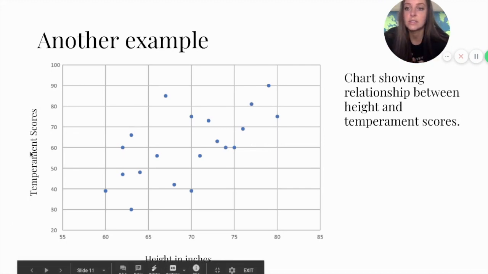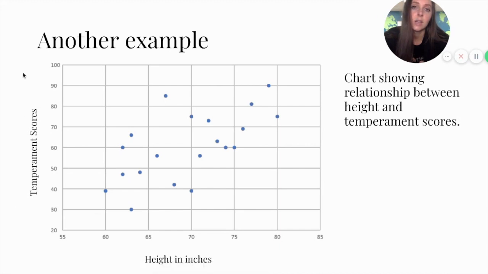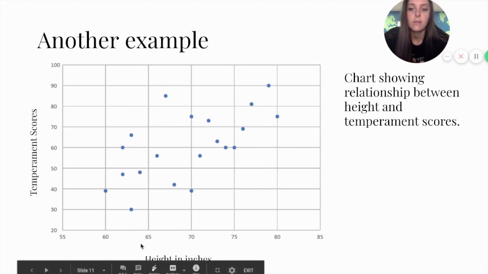We're going to be looking at temperament scores, which is pretty much your emotional reaction to life, basically. So are you more high strung or are you more chill? And then we have your height in inches. So those are our two variables.